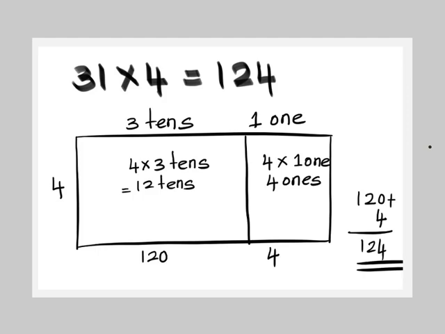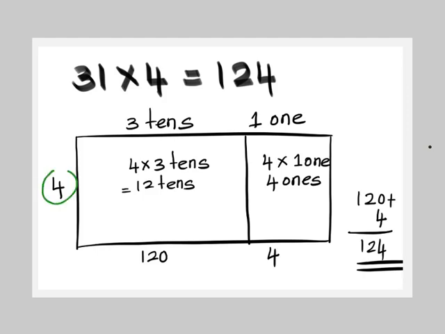So this is an area model for multiplication. 31 has 3 tens in it, and that goes right on the top of the rectangle. And this 1 goes again on the top of the rectangle. If you see a single digit like 4, that is the width of the rectangle. So usually the single digit becomes the width of the rectangle. Okay.